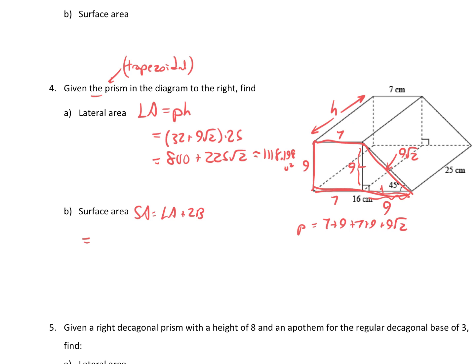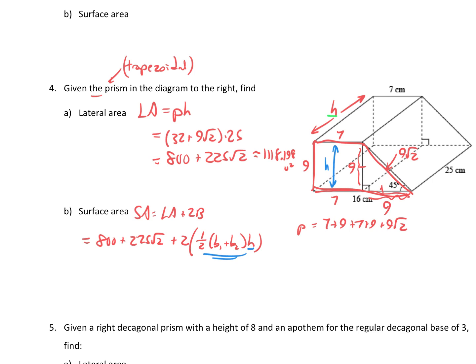So that's 800 plus 225 root 2 plus 2 times these trapezoids. And remember, h is not this h. This h is the height of the trapezoid, because we're trying to find the area of a trapezoid here. So the height of the trapezoid and the height of the prism, those are different heights. Be careful.